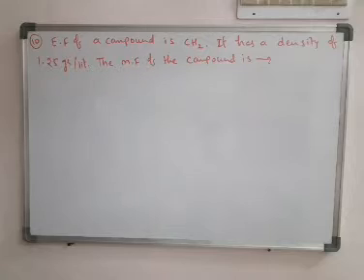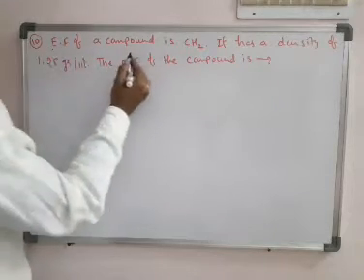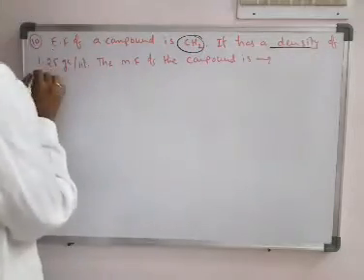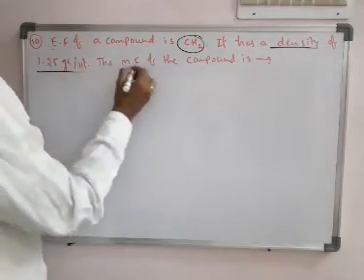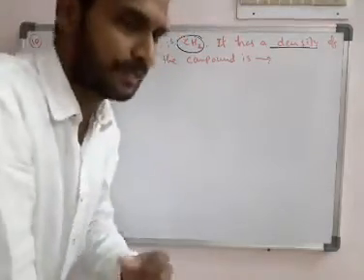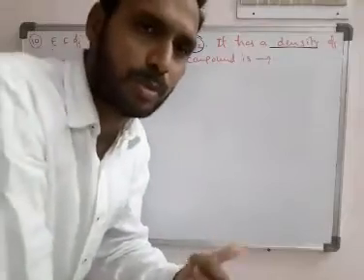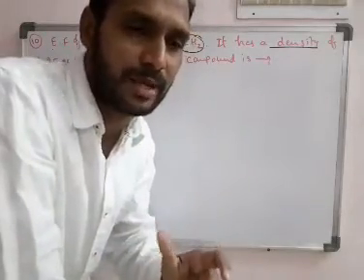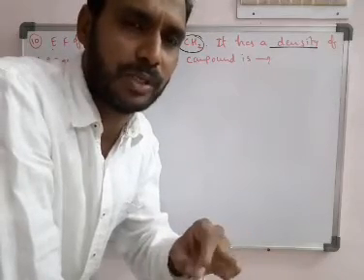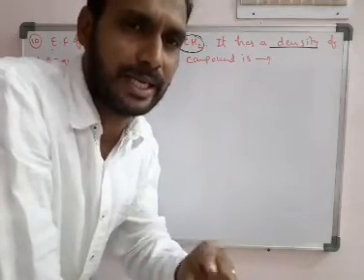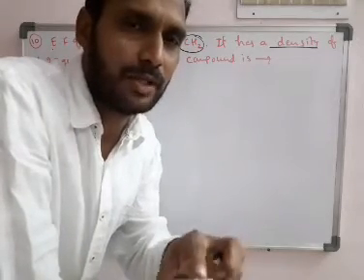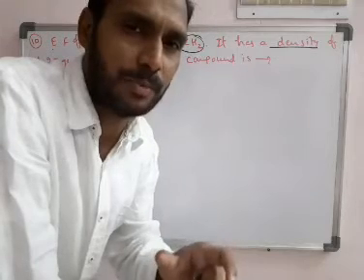Okay, see the 10th problem. The empirical formula of a compound is given as CH2. It has a density of 1.25 grams per liter. We have to find the molecular formula. The last two problems are also the same: empirical formula is given and we have to find the molecular formula, with the help of molecular formula equals empirical formula taken n. But to calculate the n value, we must know the molecular weight of that compound.